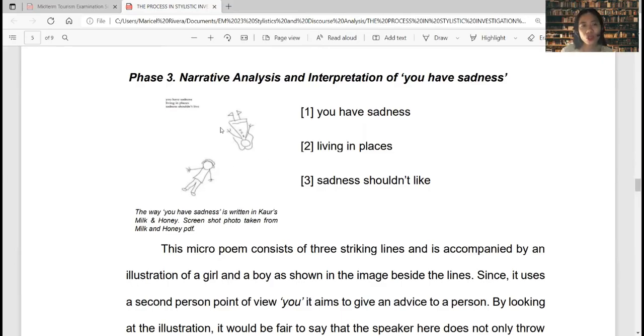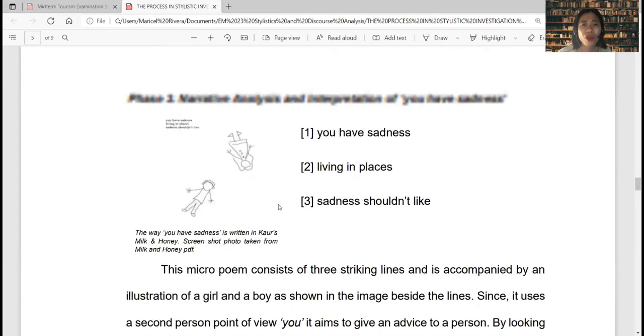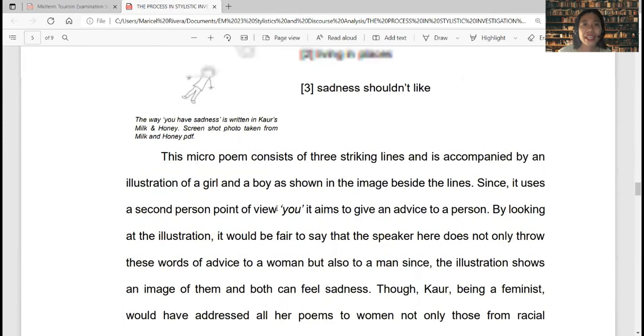So since there is illustration, we have to really present it already, how it is found or how it is presented in the book or in your source. And this is how it is presented. This is the micro poem, and these are the following illustrations that go with it. So this is how you are going to analyze and interpret it.